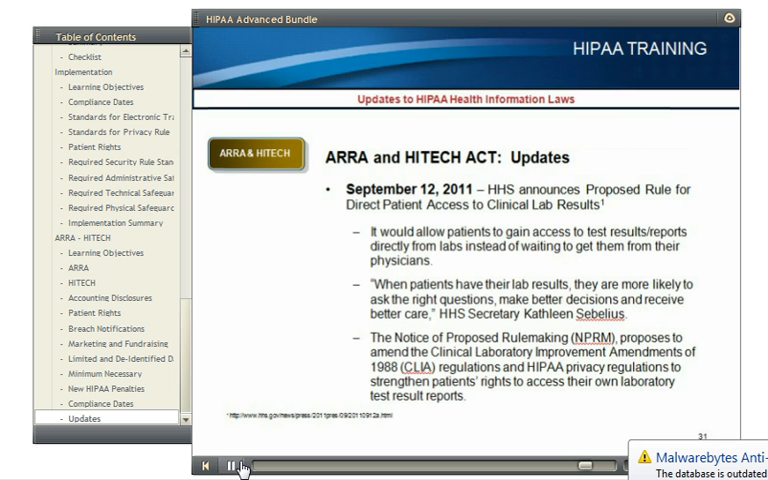HHS Secretary Kathleen Sebelius. The Notice of Proposed Rulemaking, NPRM, proposes to amend the Clinical Laboratory Improvement Amendments of 1988, CLIA, regulations, and HIPAA privacy regulations to strengthen patients' right to access their own laboratory test result reports.